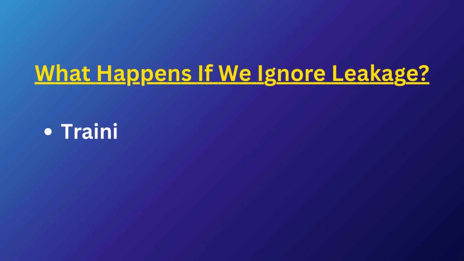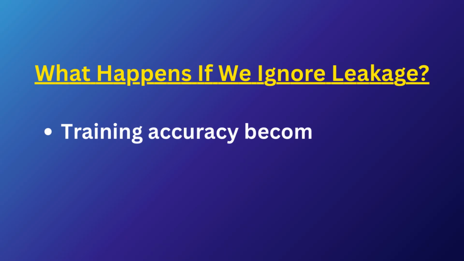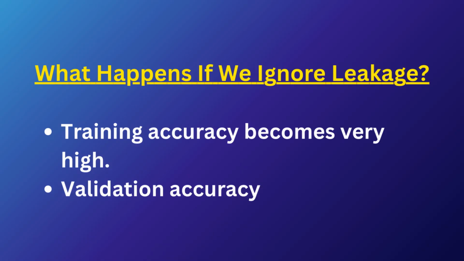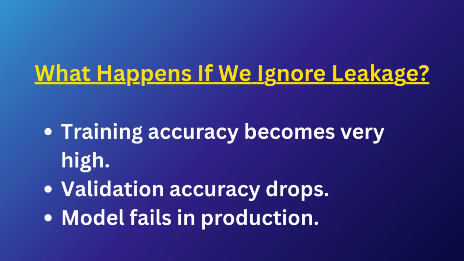What happens if we ignore the leakage? The training accuracy becomes very high. Validation accuracy drops, and the model fails in production because it learned from information it shouldn't have. See?